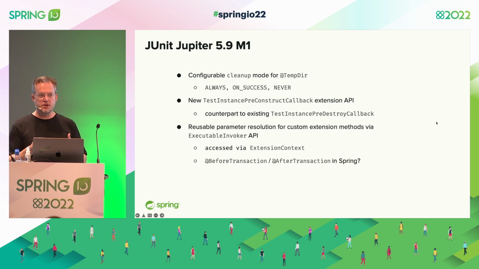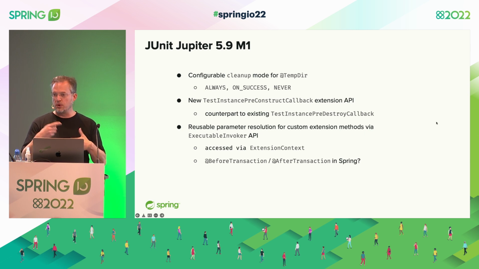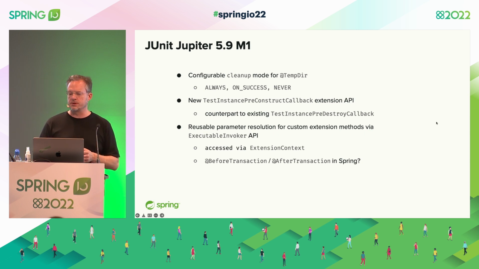And I have this question mark here. Haven't implemented it yet, but this is something I could potentially implement in the framework. So we have @BeforeTransaction and @AfterTransaction annotations in Spring's testing support when you're writing transactional tests, but they cannot accept any arguments currently. Whereas a @BeforeEach method, which is invoked by JUnit, can accept arguments. So we could access a data source or a transaction manager or your repository, something like that.